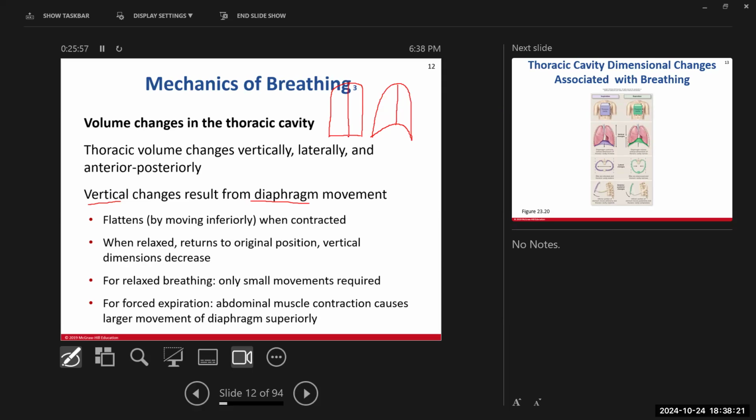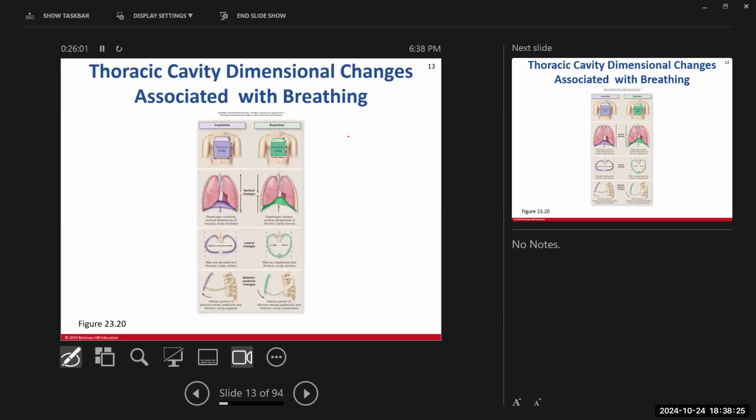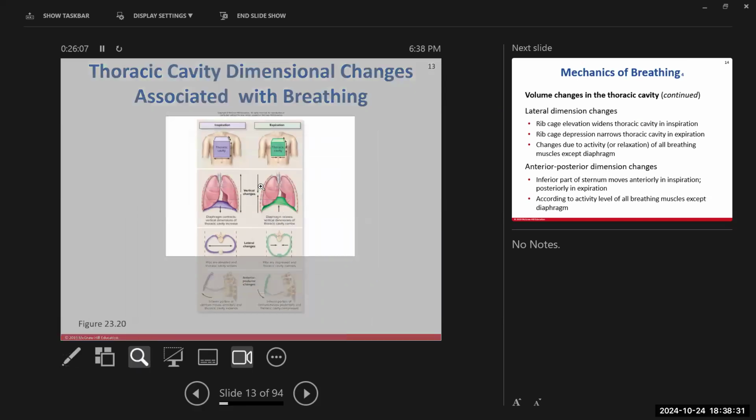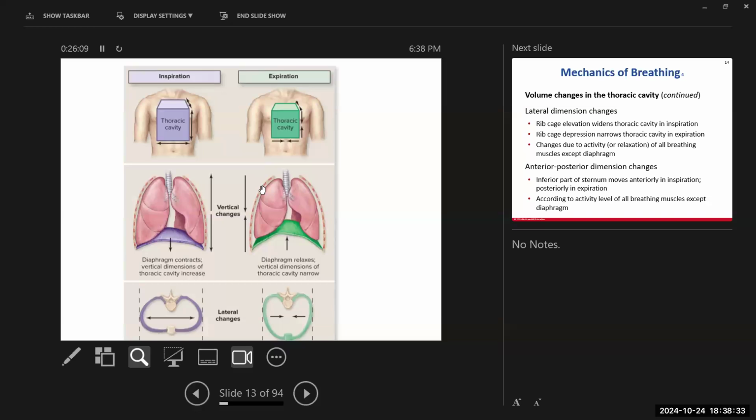All right, so let me show you the three ways. I think there's a nice picture here that I'll throw in. We're talking about our thoracic cavity. Think of your thoracic cavity like a box. The first thing that you do when you take a breath in is the diaphragm contracts, so it becomes vertically increased. So the box is getting bigger in this direction.